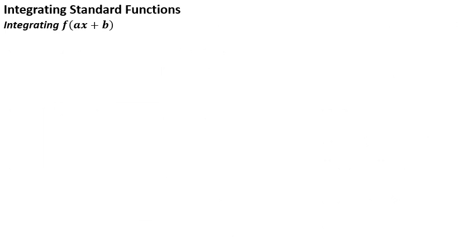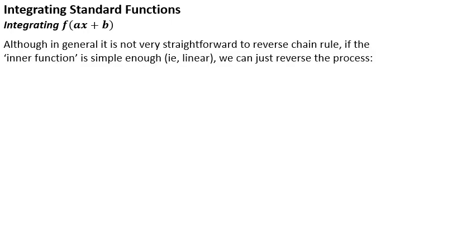Now let's look in more detail at what goes on when we integrate a function of something linear. In general, it's not particularly easy to reverse the chain rule process. We can do it, it will require integration by substitution, but provided the inner function is nice and straightforward, if it's something linear, then it is okay to reverse the process. I'm going to talk you through how that works and why it works the way it does.